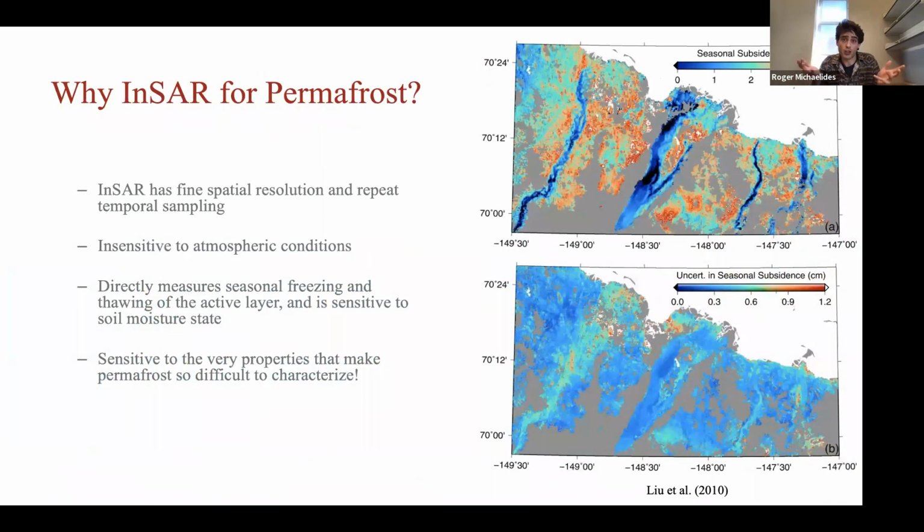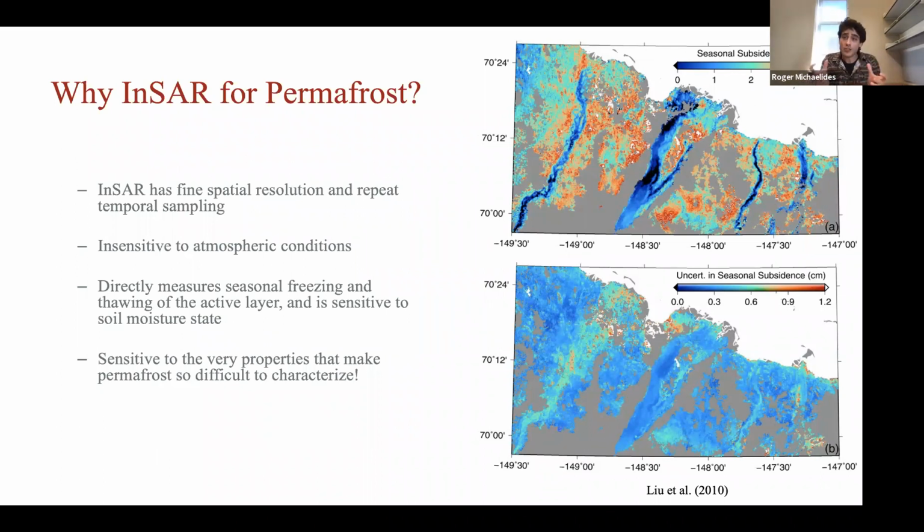So to go to the case of permafrost, why would we use InSAR for permafrost? As I've said, InSAR has both fine spatial and repeat temporal sampling. So this is always attractive for any kind of image acquisition. Another great thing is that in general, it's broadly insensitive to atmospheric conditions. And I say that loosely because if you recall just 2 slides ago, I mentioned the atmosphere as an error source. Now, it is an error source, but oftentimes we can mitigate for this. I'm not going to go too much into how that is done for the purposes of time, but suffice it to say that often these errors can be accounted for.